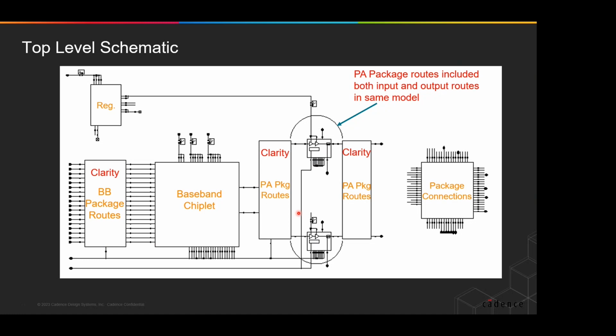Additionally, the routes around the PA are also extracted, and they're extracted together. Both the input and output routes are extracted in a single Clarity model, so that crosstalk can be studied between the input and the output of the PA.